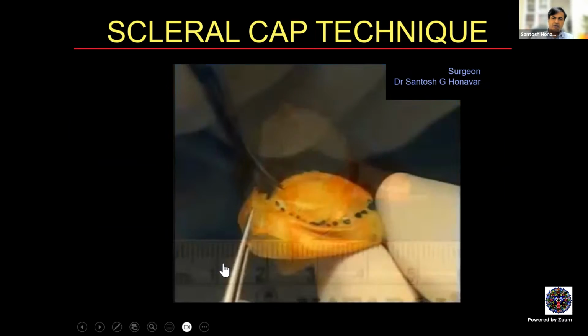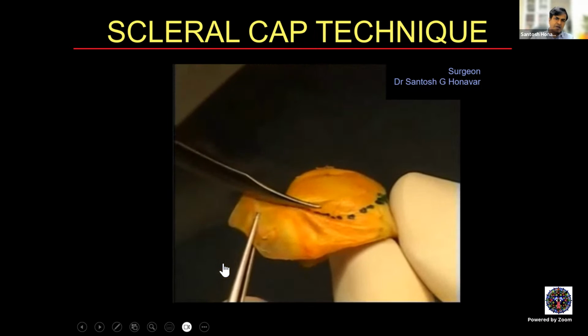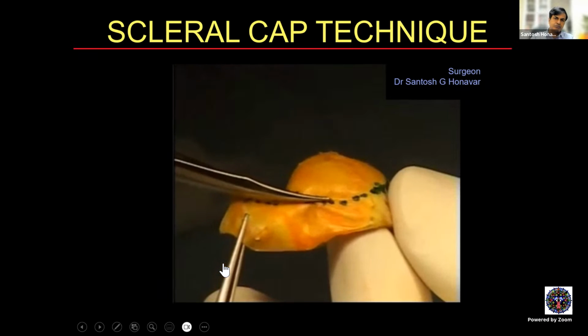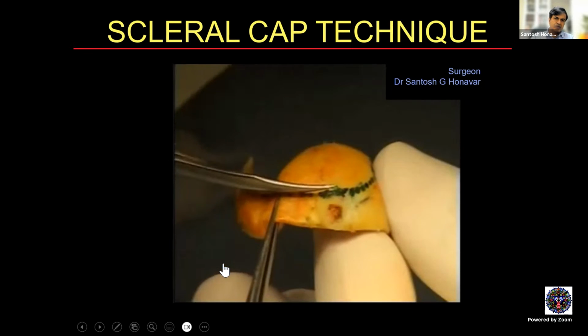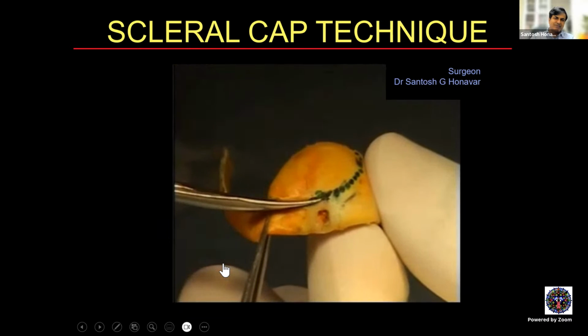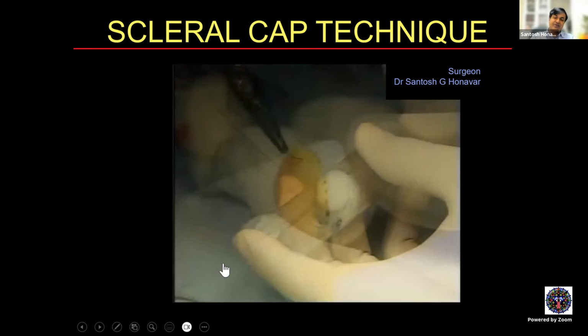Enucleation has been performed. Now, sclera is cut from a donor sclera. This is hand fashioned. We used to sit and do all this earlier for no reason, just because it was in fashion.